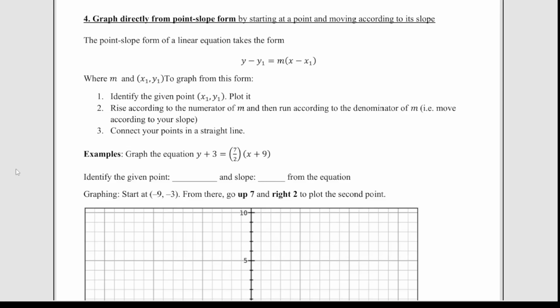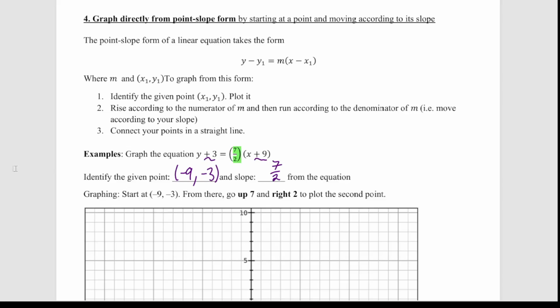You can, of course, graph directly from point-slope form just as we went over earlier. If you're going to do that, you want to identify the slope and identify the point. You want to start at your point and then move according to the slope. In particular here, it looks like our given point is (negative 9, negative 3), since if it says x plus 9, that means we subtracted a negative, and if it says y plus 3, we must have subtracted a negative. And our slope is positive 7/2, because that is the number being multiplied by the x term in parentheses.